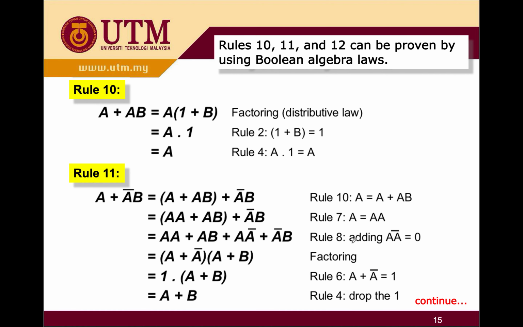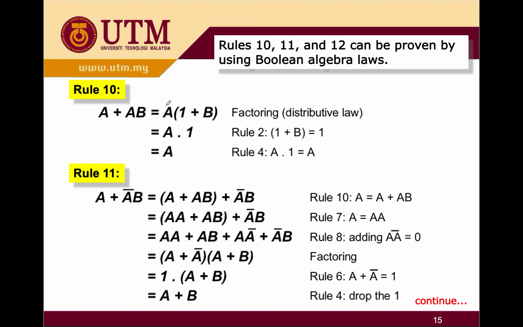So next, rule number 10. I think this video has already run longer than I thought and imagined. Okay, rules number 10, 11, 12. You can also prove them by using Boolean Algebra rules. These are examples of Boolean Algebra. Over here you have A plus AB.